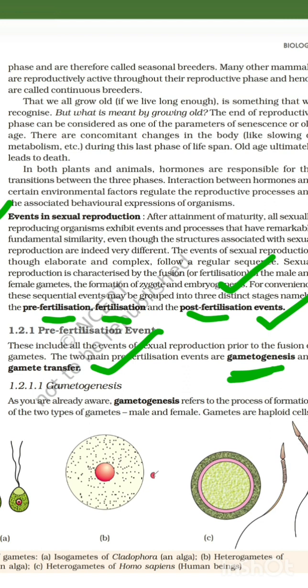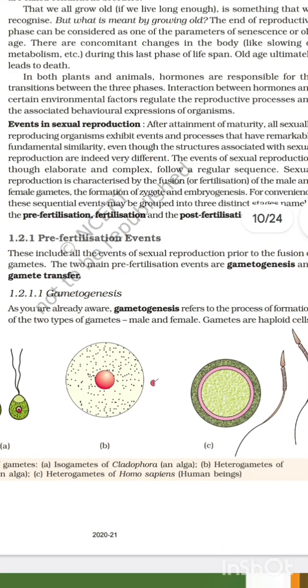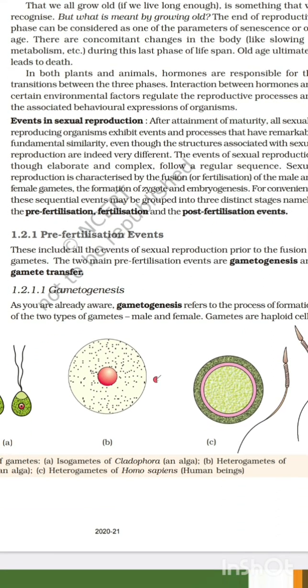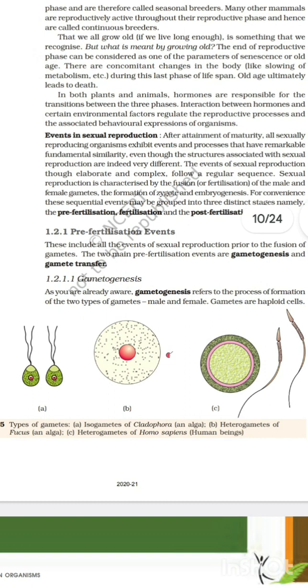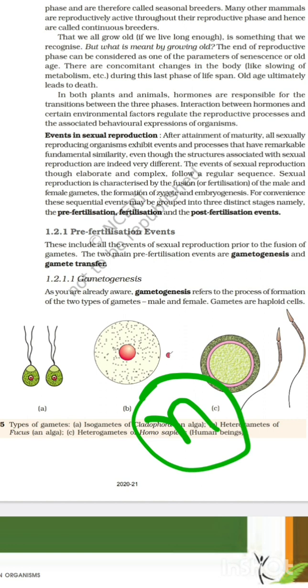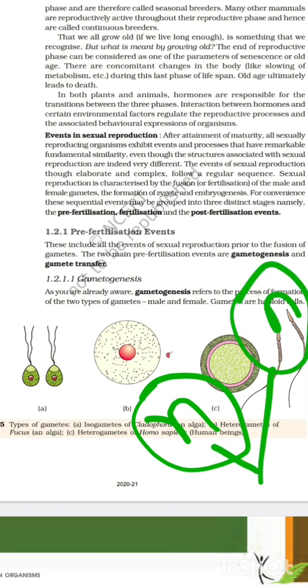At first, gametogenesis, as you are already aware, refers to the process of formation of two types of gametes: the male gamete and the female gamete. Gametes are always haploid in nature. The male gamete is haploid, the female gamete is haploid. They fuse to form the zygote, which is diploid in nature.